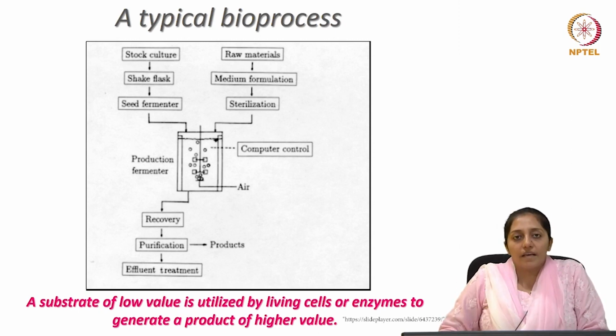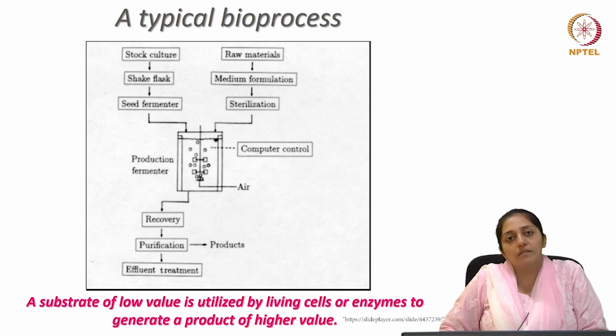Then on the right hand side top corner, there is raw material, which is your substrate. Sometimes the raw material is required to be pre-treated or processed before it can be used in the reactor. So that raw material is processed, then medium formulation is done, where the media involves macronutrients, micronutrients, and depending on the production platforms, there might be a need for other compounds like hormones or growth promoting substances for the organism.